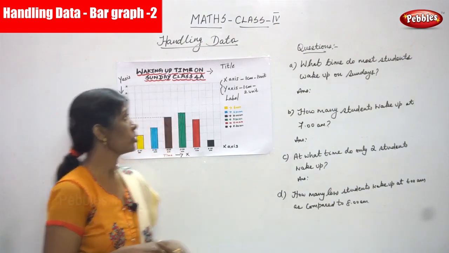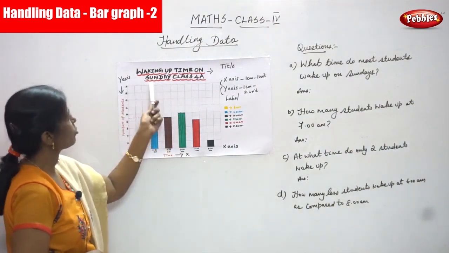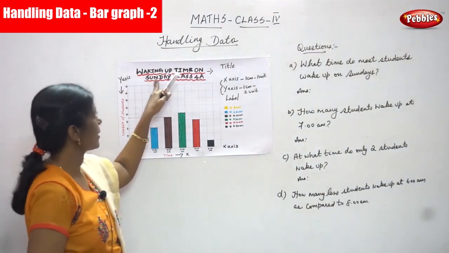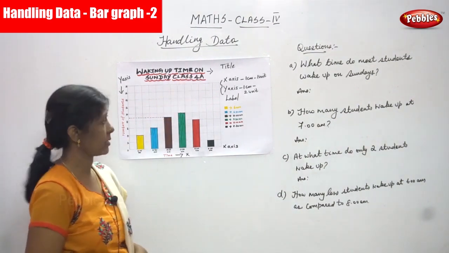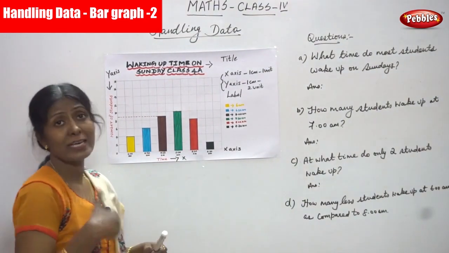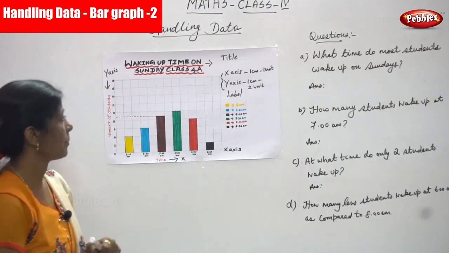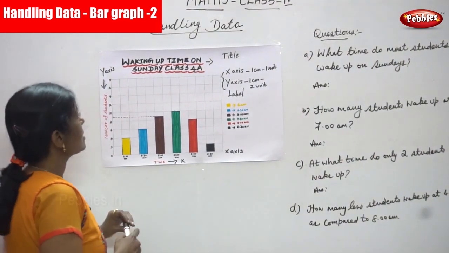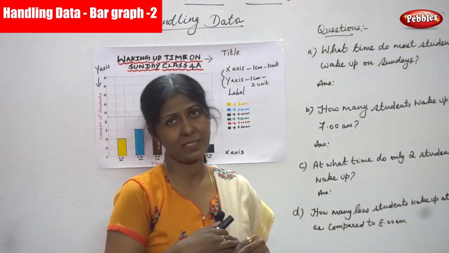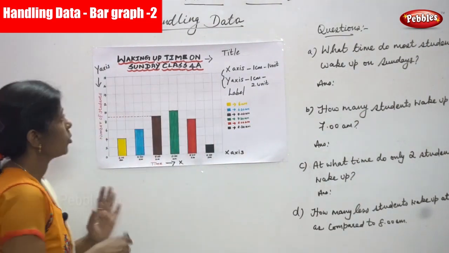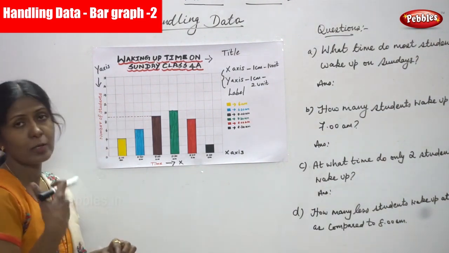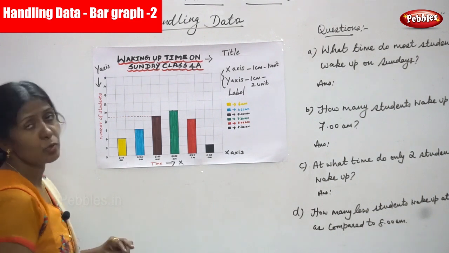Now we are going to do the second sum, waking up time on Sunday, class 4A. The fourth A students' waking up time is given in the chart. On Sunday, everyone gets up late, because every day they are going to school. That is why they are so tired.